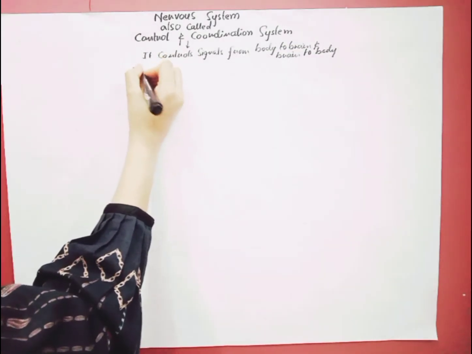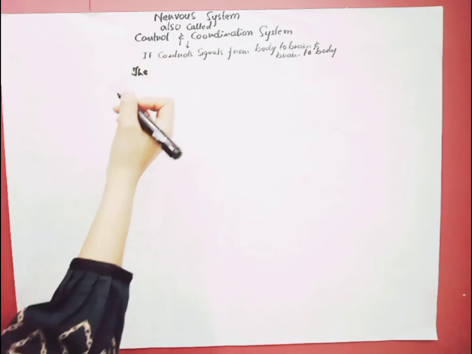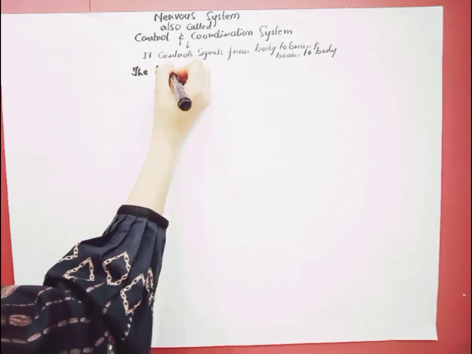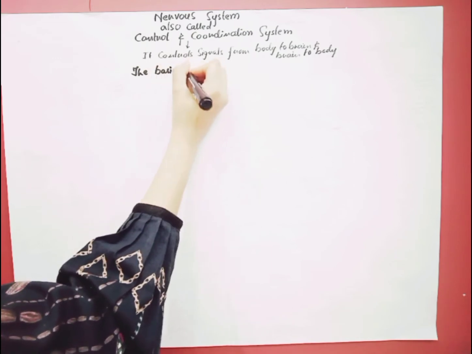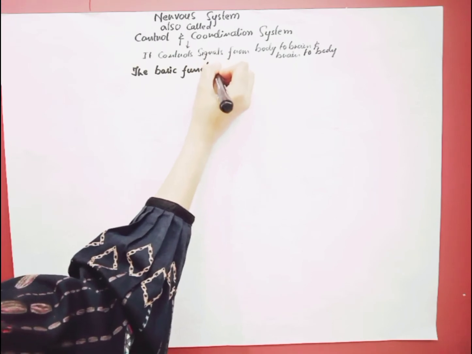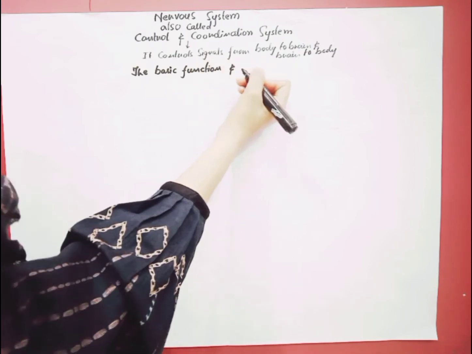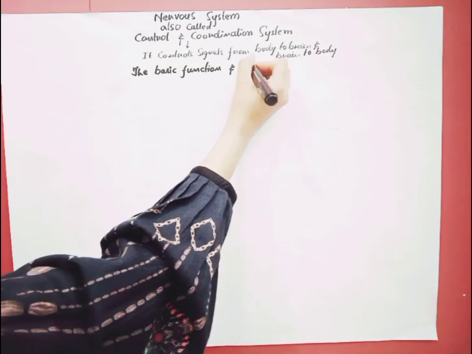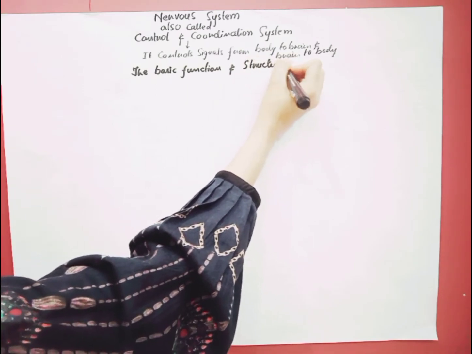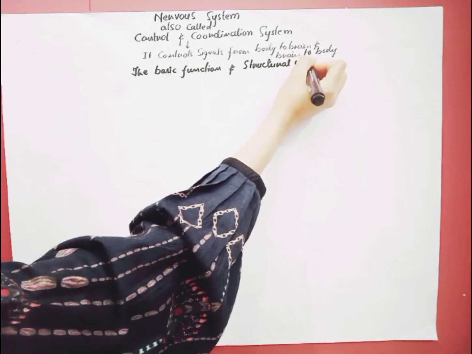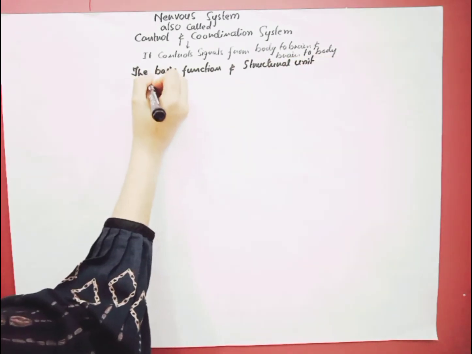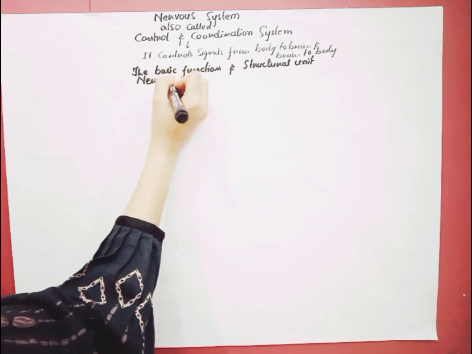The basic functional and structural unit of this nervous system is neuron. Functional and structural unit is neuron.